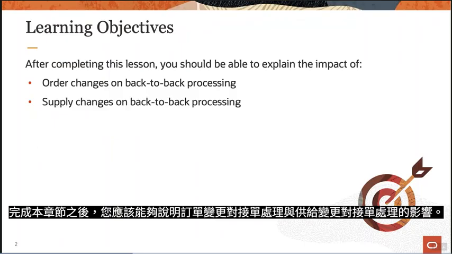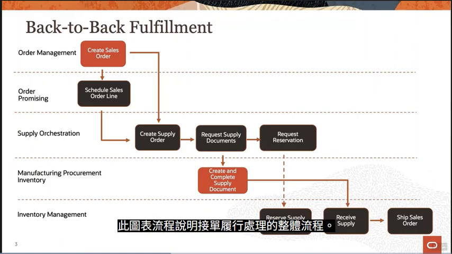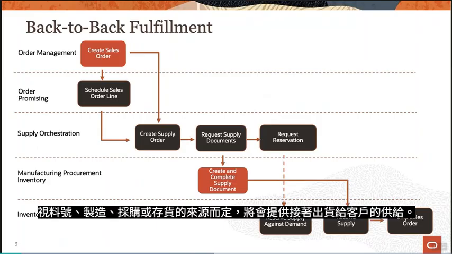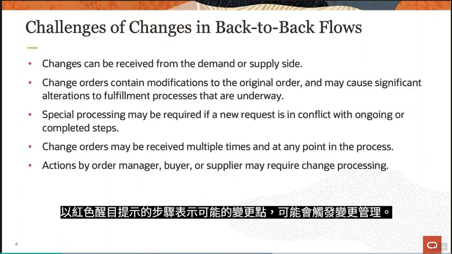An order gets promised and a supply order is created. Depending on the source of the item, manufacturing, procurement, or inventory will provide the supply, which is then shipped to the customer. The steps highlighted in red indicate the introduction of change, which may trigger change management.